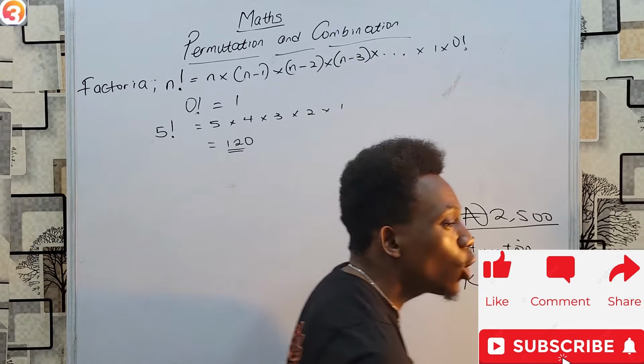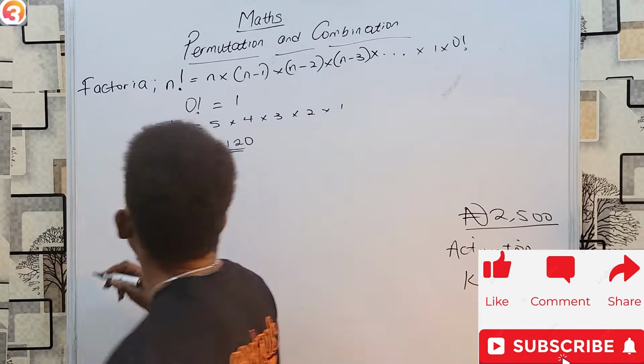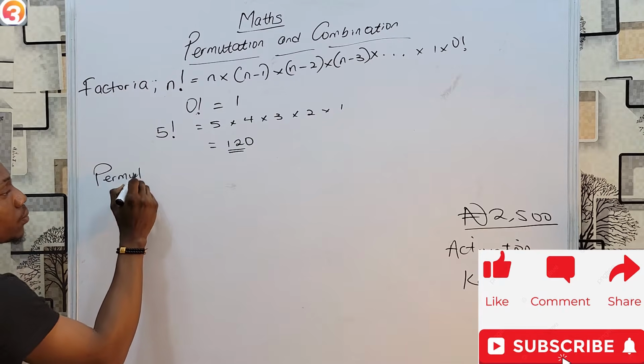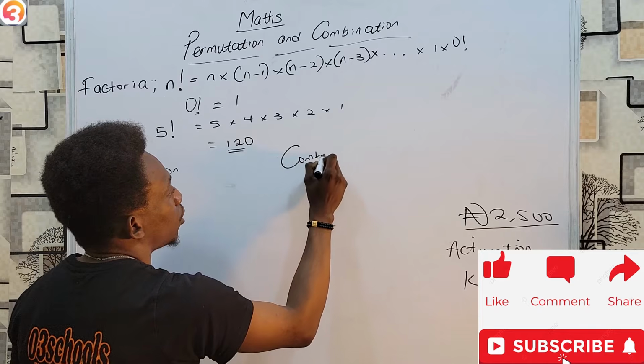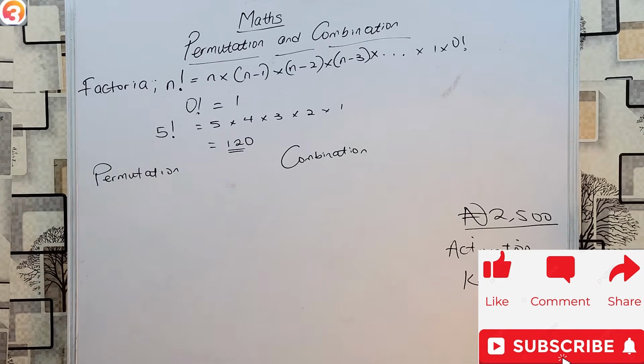So that is the concept of the factorial. So that's the first thing you need to know. And once you know factorial, you can then know the difference between permutation and combination. So these are then the two different ones.